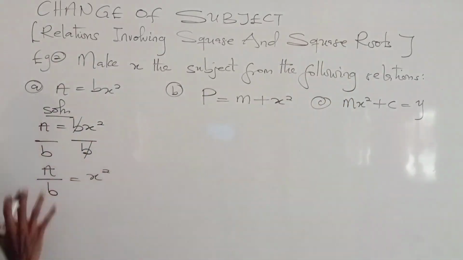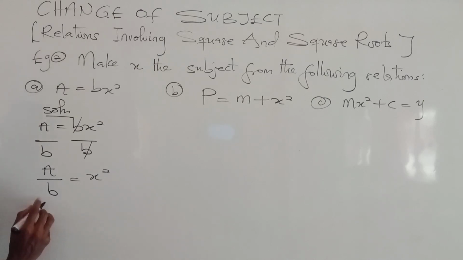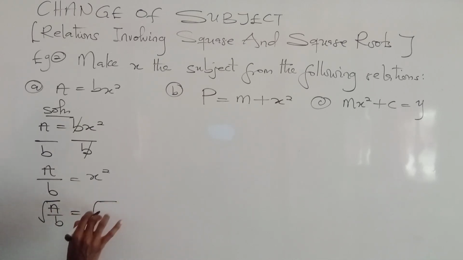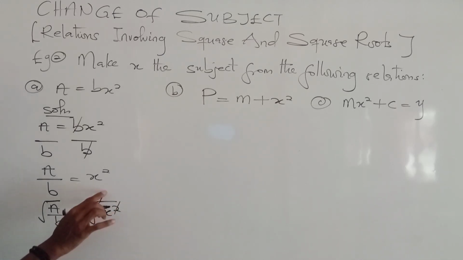So I'm going to take the square root of both sides of the equation. I'll take the square root of A over B equals, then I'll take the square root of S squared as well, so that this power 2 will cancel the square root sign away. I hope you understand up to this point.